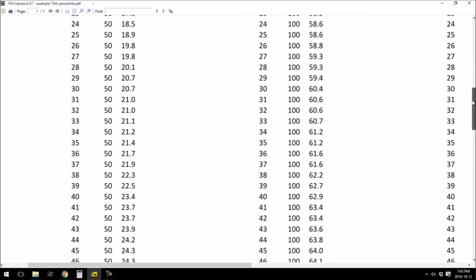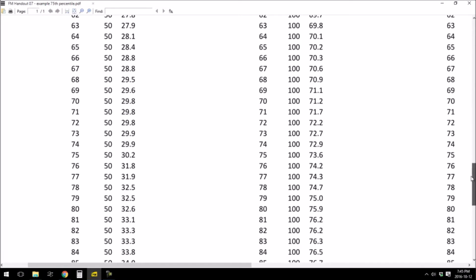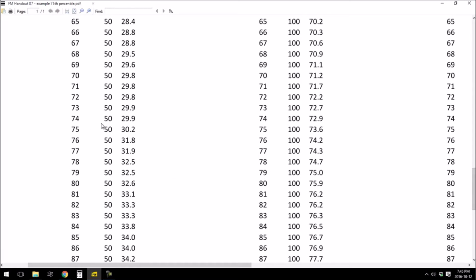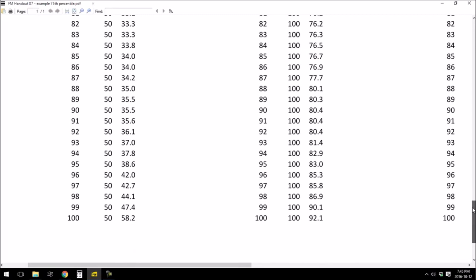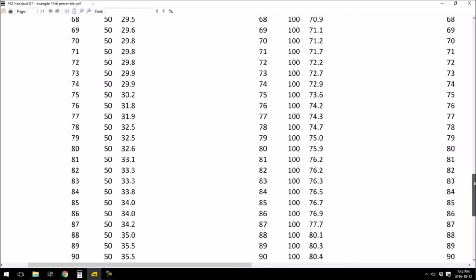But we want to look at the 75th percentile. That's going to be the 75th fish in this list. Why? Because I have 100 fish, and so the 75th percentile is the 75th largest weight. You don't have to have 100; you can do this on any number of fish, but I'm just doing this to make it easy to understand. So I've got 100 fish. The 75th largest weight is 30.2.